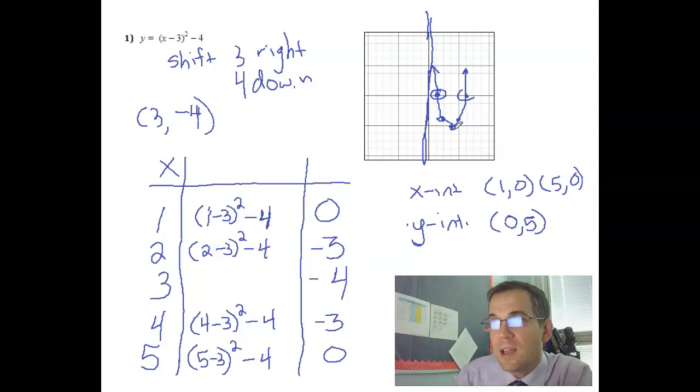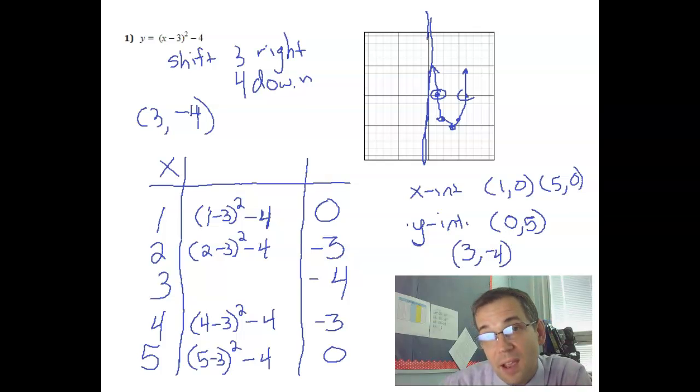And then the vertex is down here. That's at (3, -4). My pen's not working as well as it usually does. I'll have the tech guys come look at this. That's frustrating.